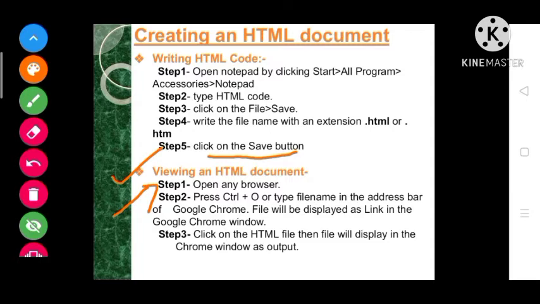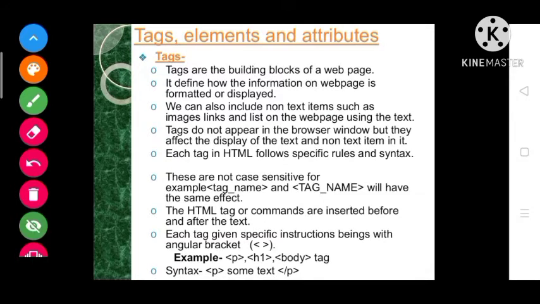Very first, open any browser, press Ctrl+O to open file, then type the file name which you made in the address bar. If you are using Google Chrome, then the file name will display as a link in the Google Chrome window. Understood? And then in step 3 you click on that HTML file and automatically the output will display in front of you in the Chrome window. So students, maybe you all understood how to create an HTML file and how to view the output of HTML code.